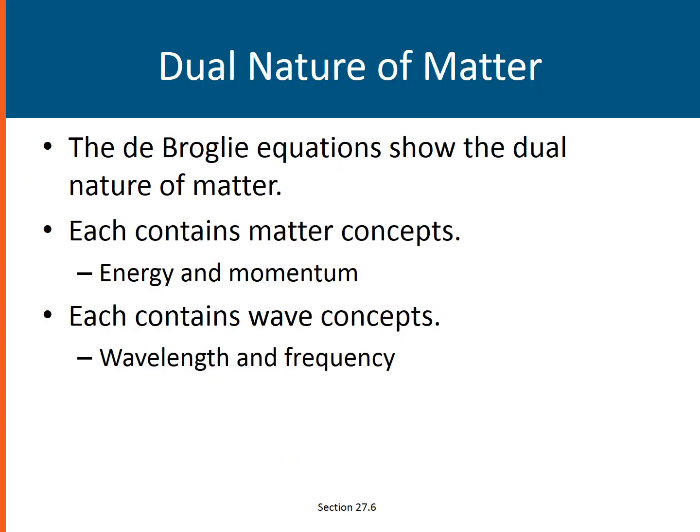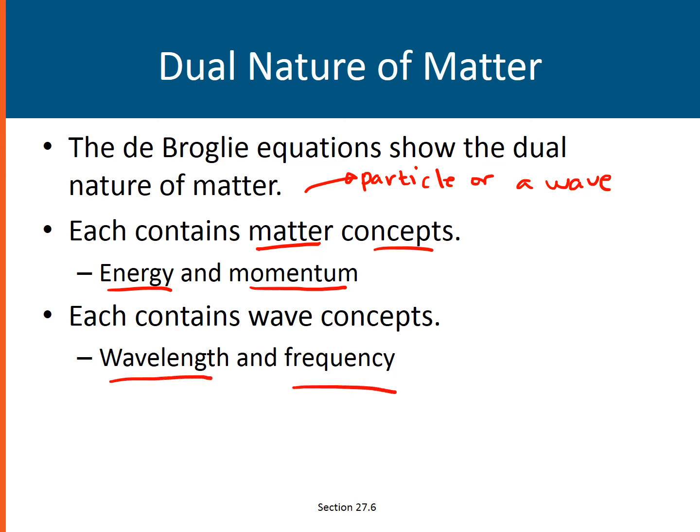To summarize, the de Broglie equations show the dual nature of matter, that matter can be either a particle or a wave. It is a particle because it contains matter concepts like energy and momentum. However, it is also possible for matter to contain wave concepts like wavelength and frequency.